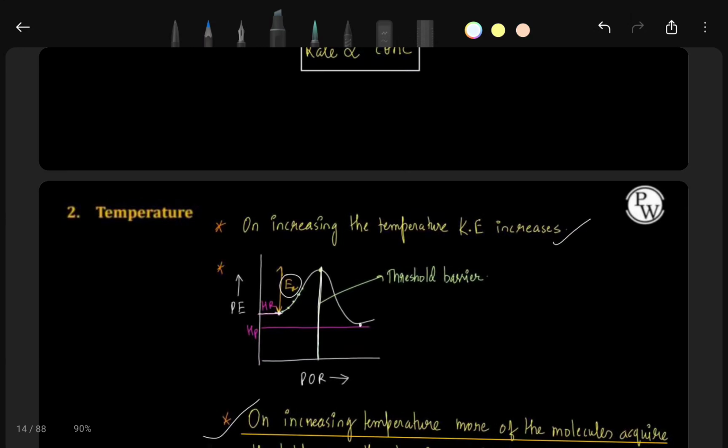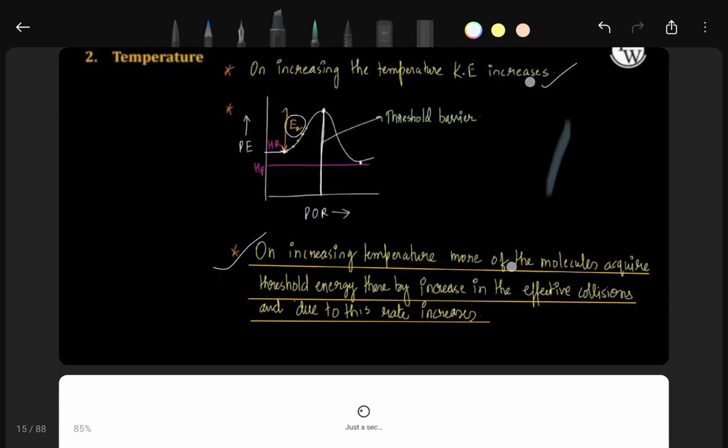Next is temperature. Increasing the temperature increases the kinetic energy. What do we mean by this? When we increase the temperature, the number of molecules crossing the threshold value increases and kinetic energy increases. Okay, and so temperature also affects the rate of reaction.